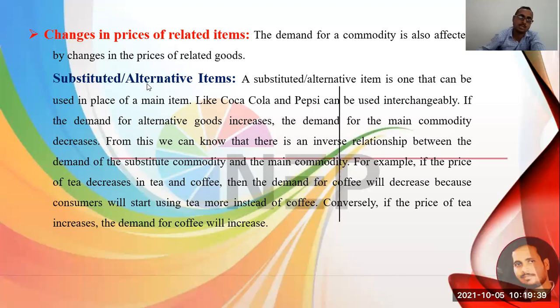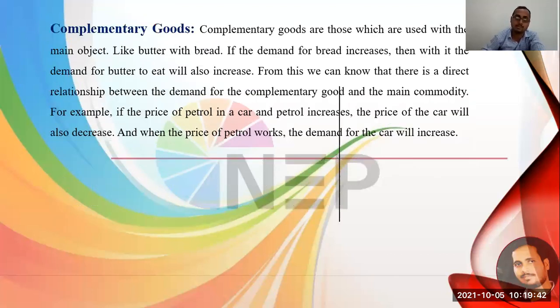And now, students, the elaboration for complementary commodities. Complementary goods are those which are used with the main object, like butter and bread. If the demand for bread increases, then with it the demand for butter will also increase. From this, we can know that there is a direct relation between the demand for complementary goods and their main commodity. For example, if the price of petrol increases, the demand for the car will decrease. And when the price of petrol falls, then the demand for the car will increase.